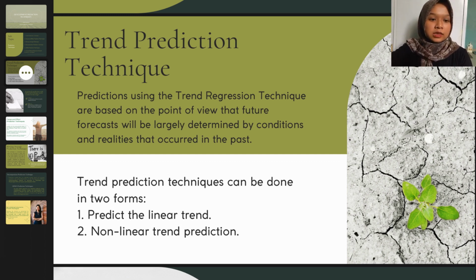Trend prediction technique can be done in two forms. The first is linear trend prediction, if the distribution of the data turns out to be spread in the form of a straight line. Number 2 is nonlinear trend prediction, if the opposite happens, that is, the data used turn out to be distributed in a non-straight line. The distribution of the data can be checked by making a graph of the data or by comparing the statistical test results of the two types of trend regression.